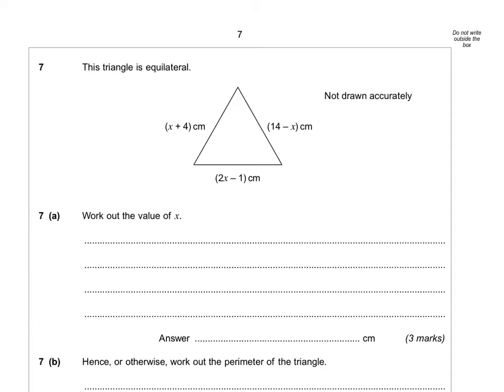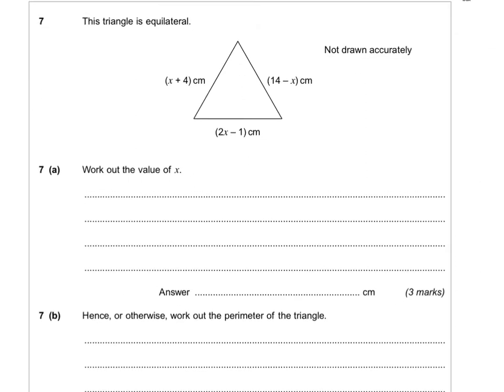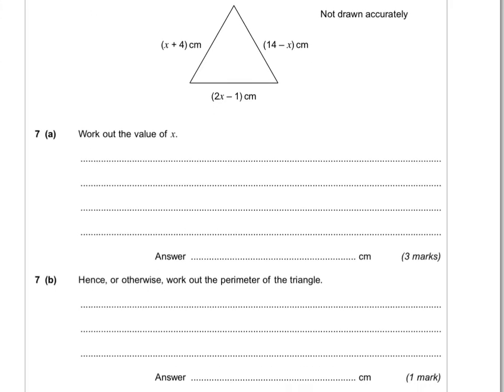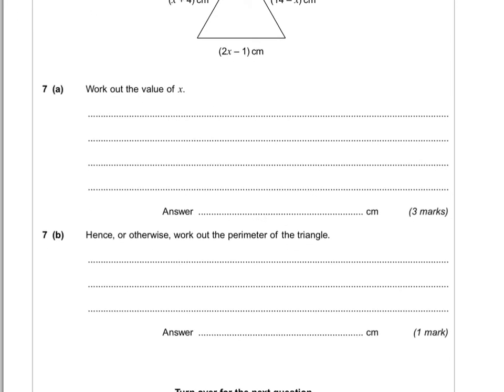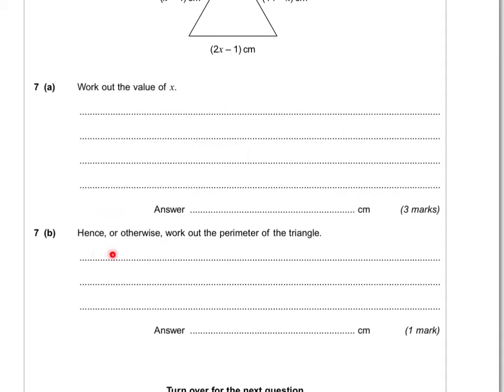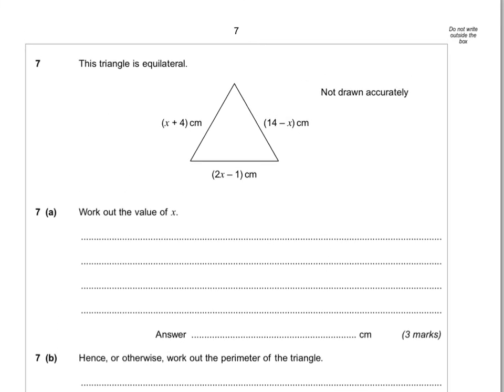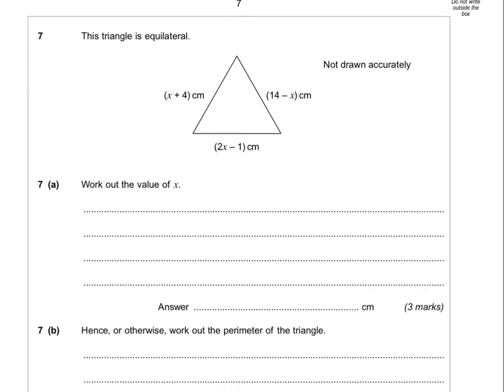Okay, on to question 7. So once again, looking down, we've got a triangle. We've got to work out the value of x, and hence or otherwise. Normally when you have a hence or otherwise, it means use what you've just got, work out the perimeter of the triangle. So the key in the question really is, did you read it? The triangle is equilateral. What does that tell you? You're given information about the sides, and it says work out the value of x.